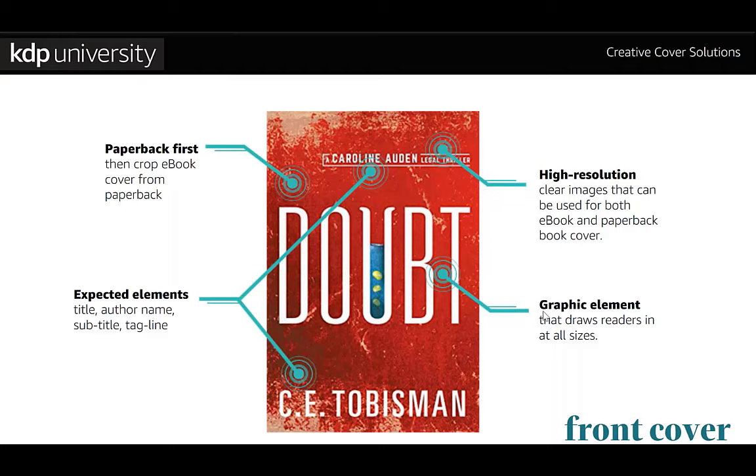Along with this graphic element, here we point to the graphic element in this example, is your title, author name, and sometimes a subtitle or tagline. This front cover will be used for both your ebook and your paperback book and should be designed to meet your KDP paperback specifications first, as it is much easier to create an ebook cover from a paperback cover than it is the reverse. We will talk more about ebook covers in just a moment.